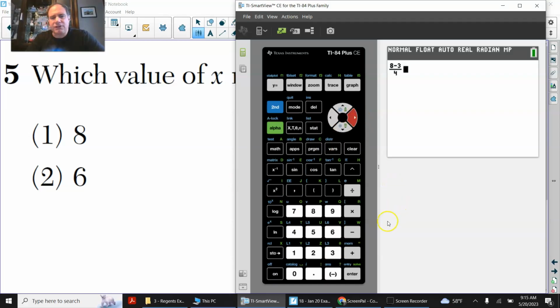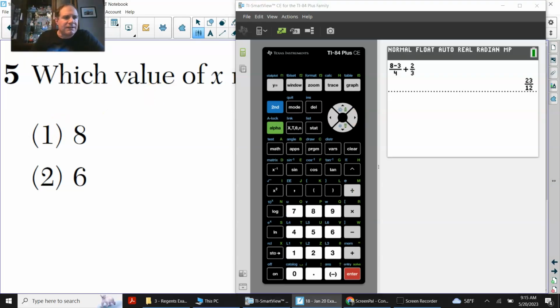And I'm going to add the 2/3, so plus, and then alpha x again for another fraction, setting up that fraction 2/3, and now I'm going to press enter. And it's 23 over 12. I'm supposed to have 17 over 12, so I know that 1 is not my answer. 8 is not my answer.